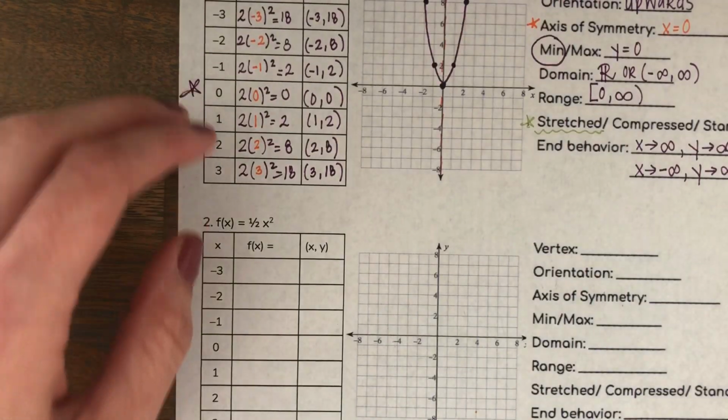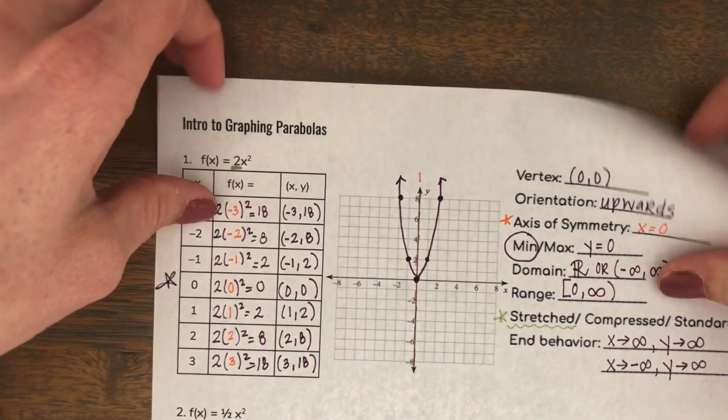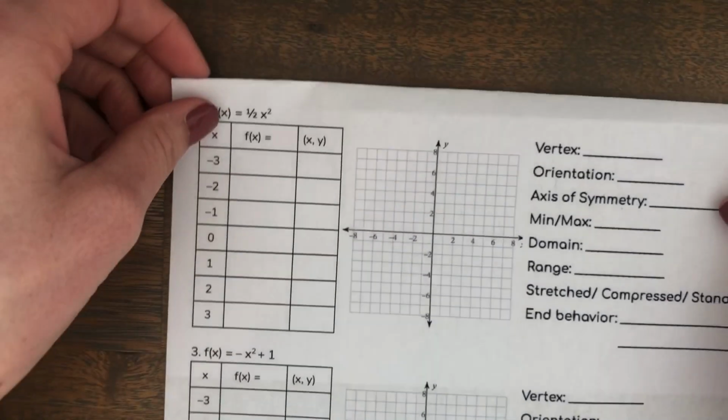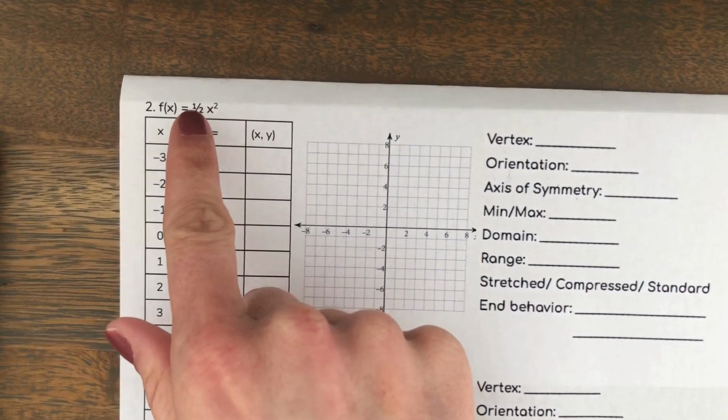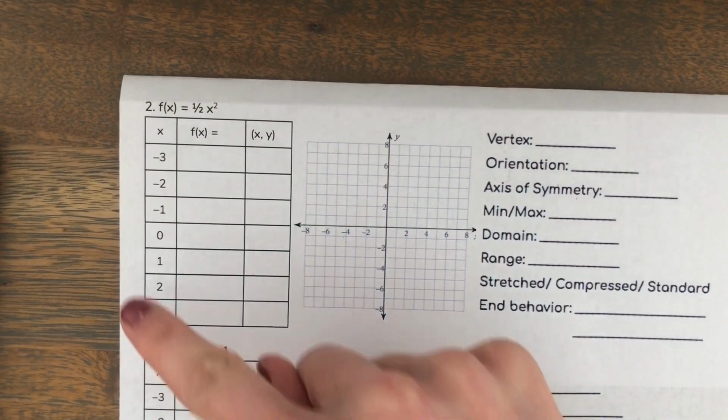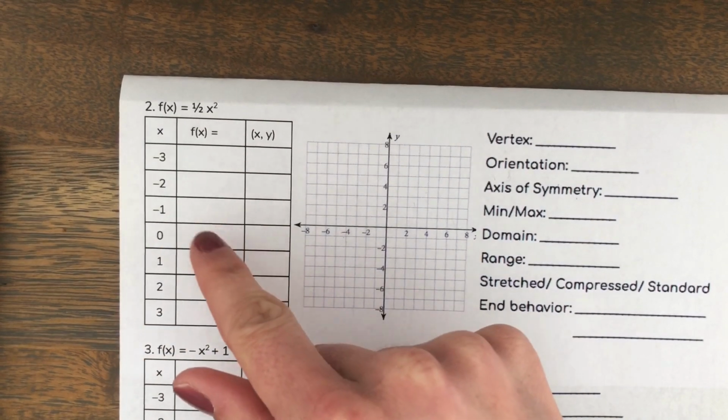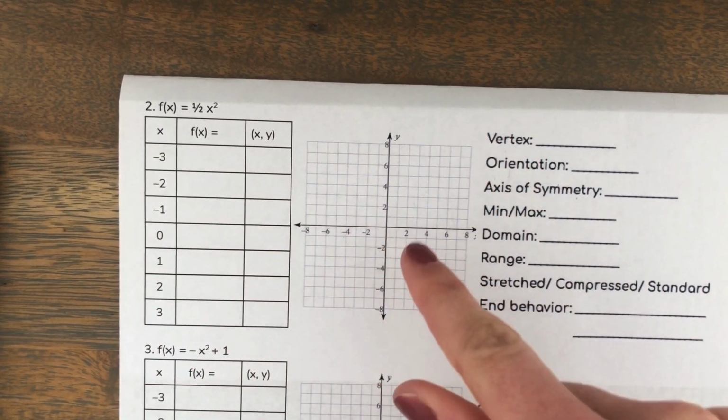So I'll do another example. Okay, so this one, same exact thing. That's your function 1/2 x squared. And then these are all your x values that you're going to plug in to get your ordered pairs, and then you graph it.